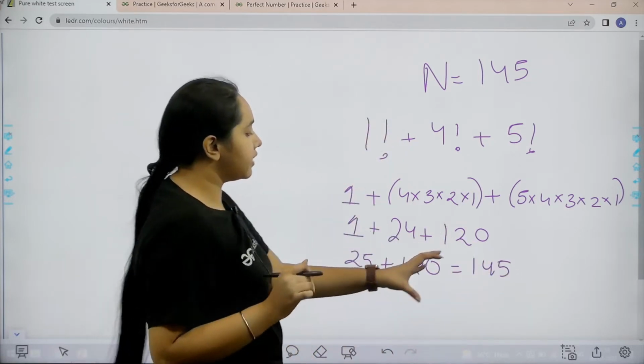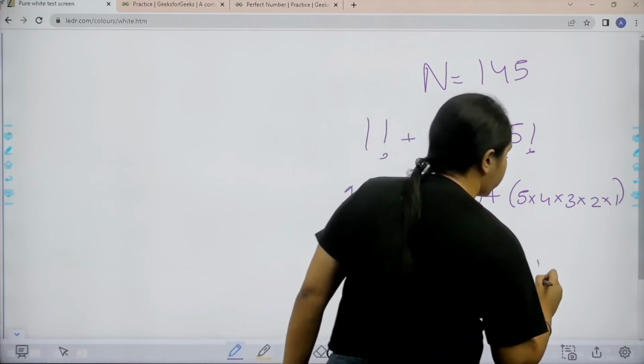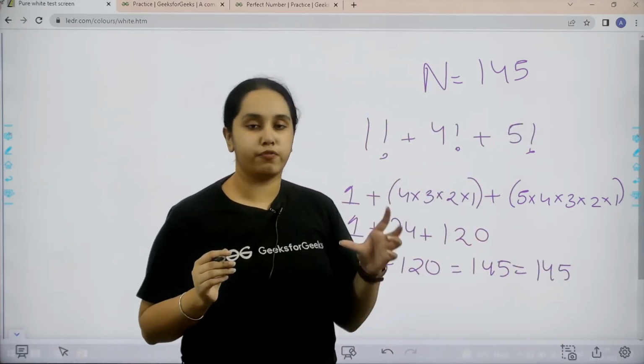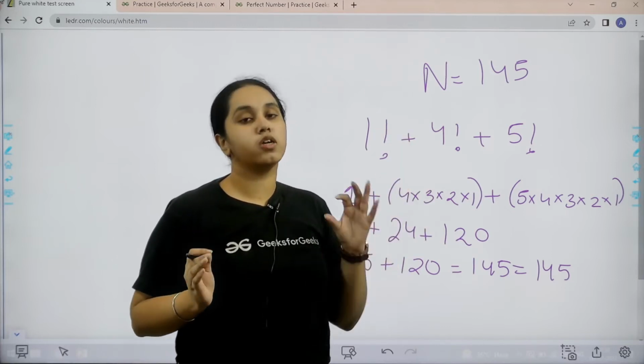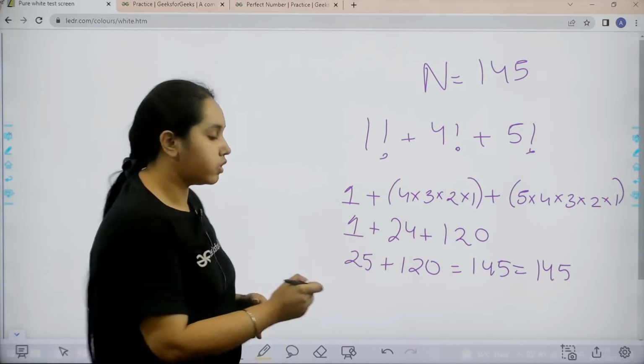Now you can see that the factorial sum is equal to the original value, right? 145 is equal to 145. So 145 is a perfect number. I hope the concept of a perfect number is clear to you. Now let's move forward to the solution part.